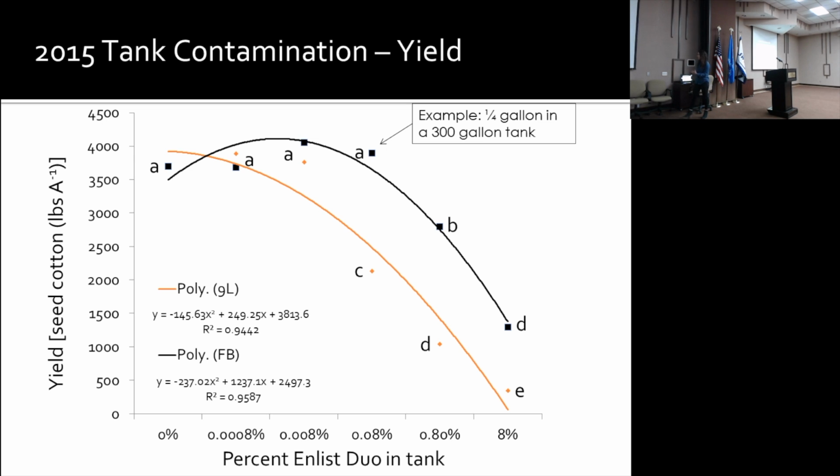So this is crop yield, and you can see it wasn't until the higher rates of contamination where we started to see decreases in yield. And again, that 9-leaf timing was more sensitive than first bloom.